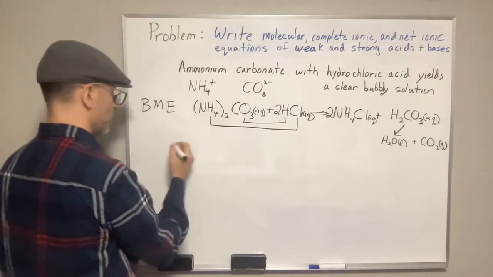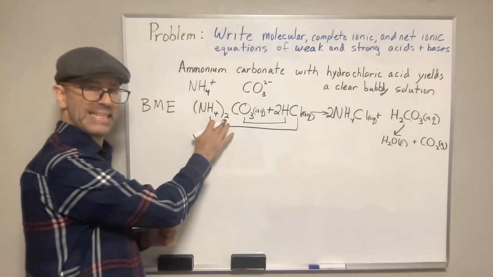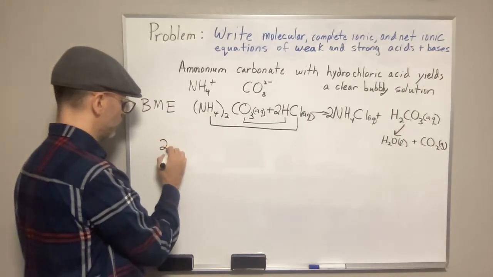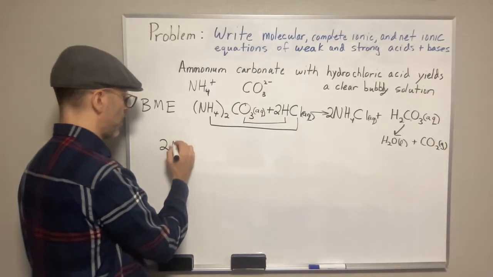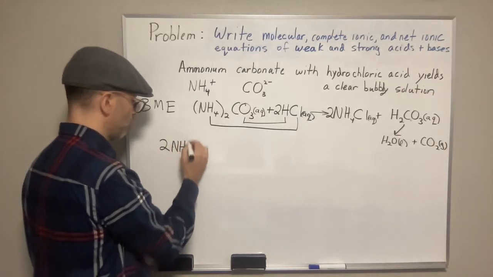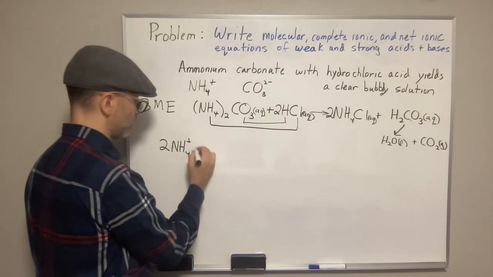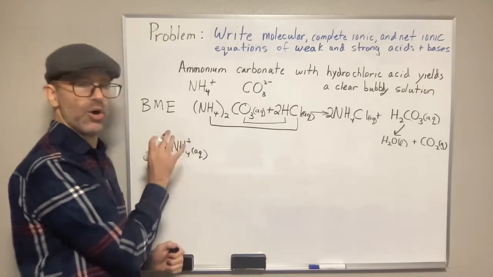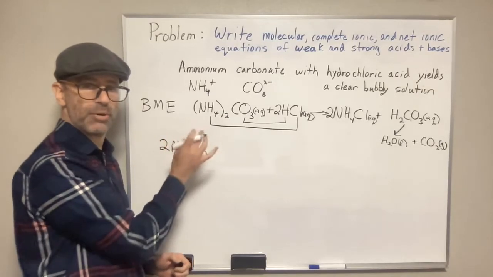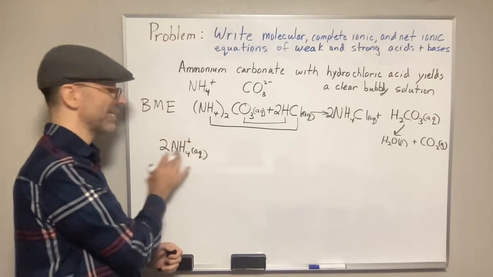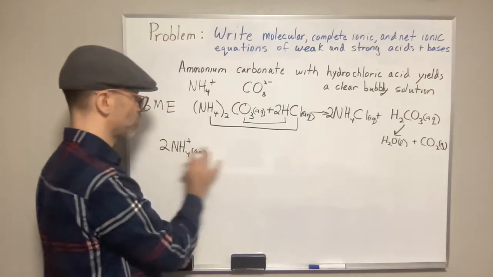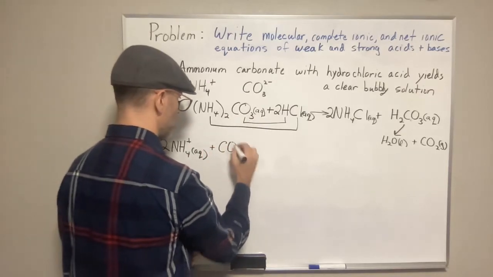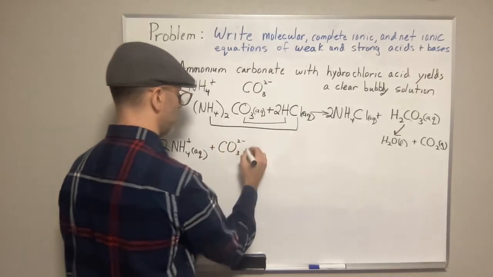So here, since I have a 2 subscript indicating I have 2 ammonium ions, I'm going to rewrite that as a coefficient 2 with my NH4 plus, and that's aqueous. So I have my 2 subscript becomes a 2 coefficient. So your subscripts for the ions, the number of ions you have, become coefficients in your complete ionic reaction or equation. So then I have 1 carbonate, so I'm going to add that. So CO3 2 minus aqueous.